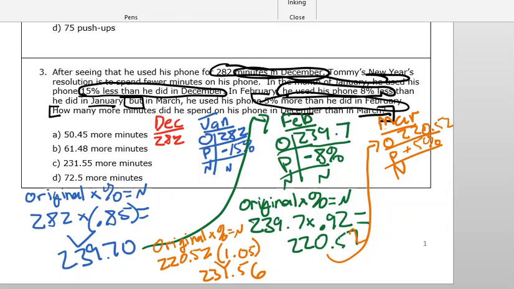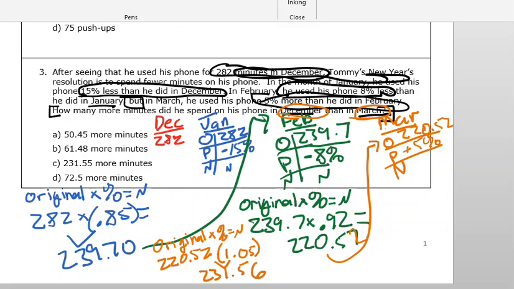231.56. Now my question here is, how much more did he spend on his phone in December than in March? Okay, so if I were being lazy, or not even lazy, just careless, I just kind of didn't read the question right, and I said, oh, I'm going to stop right here, 231.56, and I would pick C because it's really close, okay, but that's not going to help us.